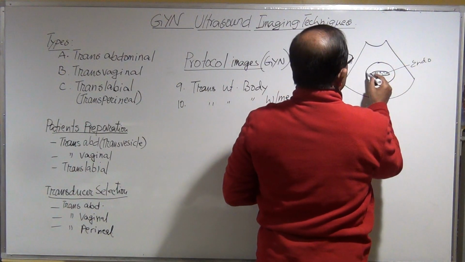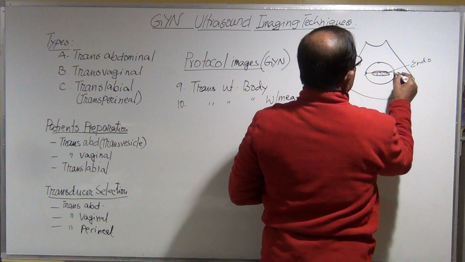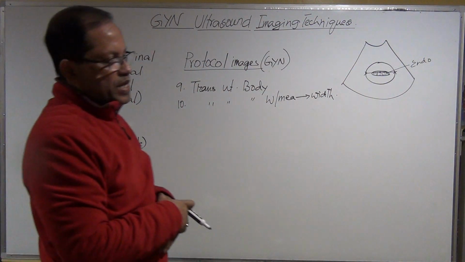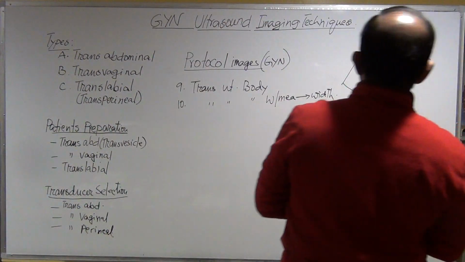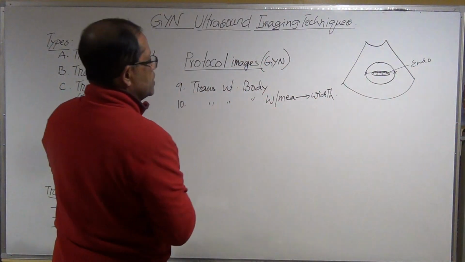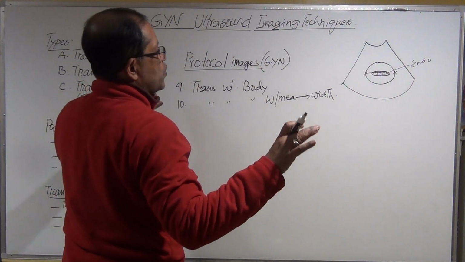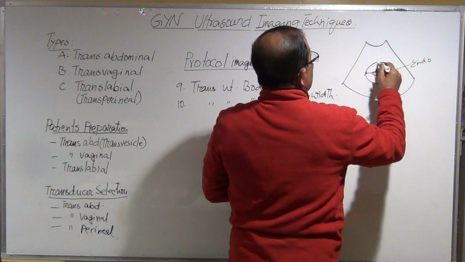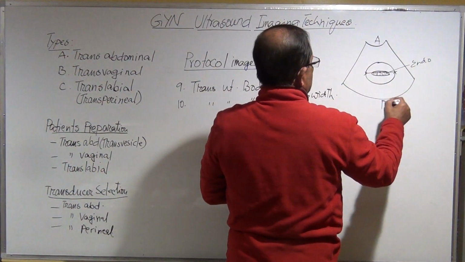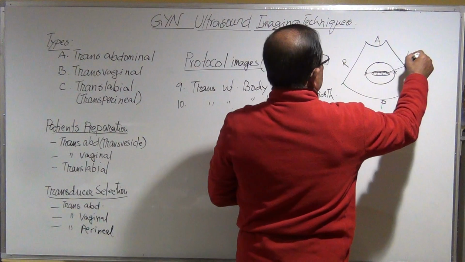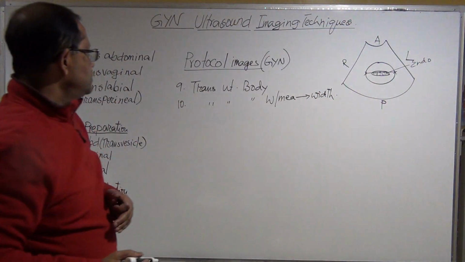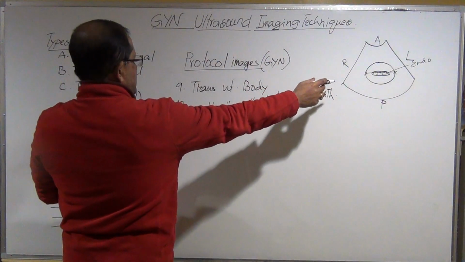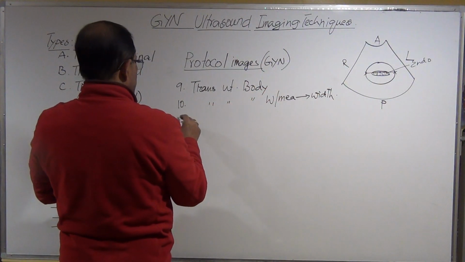And this body you need to measure the widest part. You have to measure the widest part through the endometrium. That is width. So in this way you will get all dimensions. So this is anterior, posterior, and this is right, and this is left. Okay, so that is both 9 and 10 in the same image. 11.